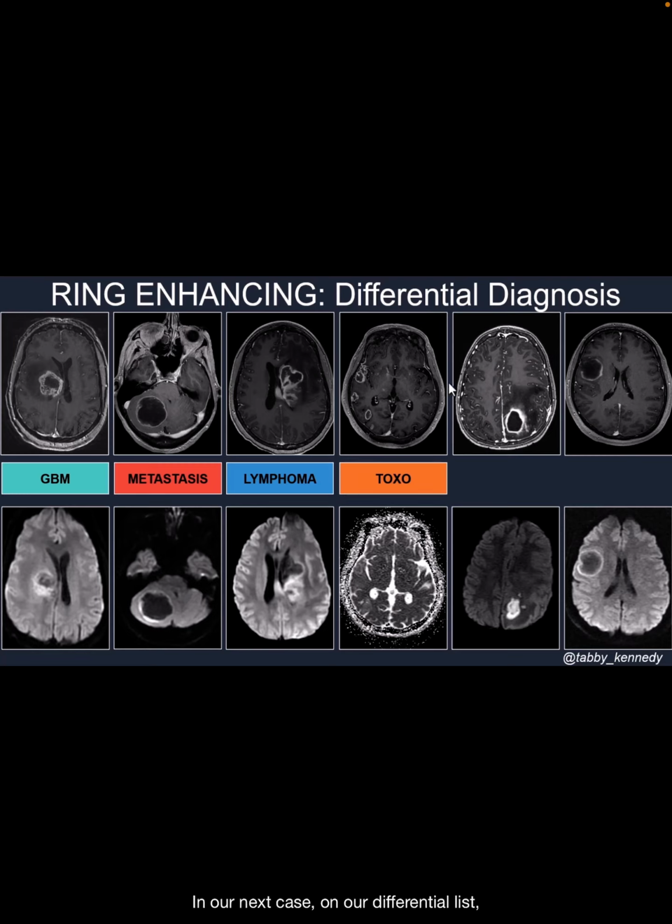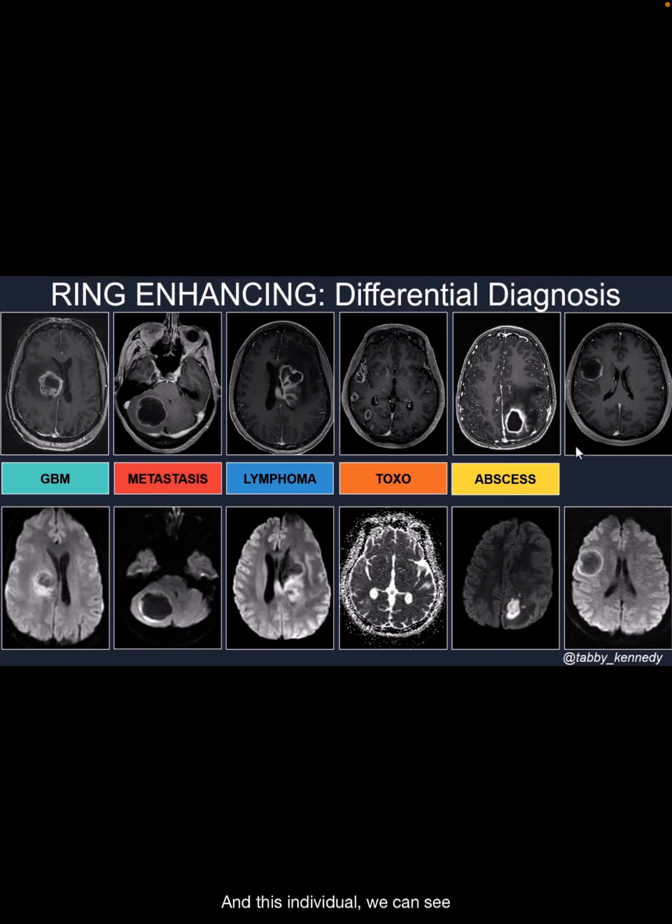In our next case on our differential list, we certainly are going to want to think about infection. This is the one example that I'm showing you that has diffusion restriction centered within the rim-enhancing mass. This is really characteristic of a pyogenic abscess. So in any individual that has a rim-enhancing mass, you really want to pay attention to the diffusion sequences. If there's diffusion restriction in the middle of it, you're potentially going to favor infection, particularly if the patient has the clinical features that should make you think about infection. That is how diffusion can be quite helpful.